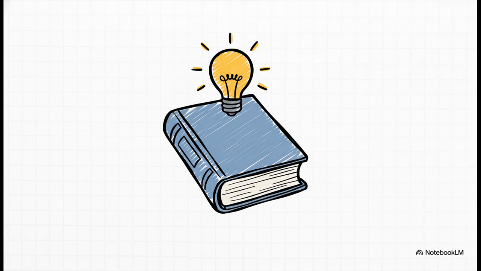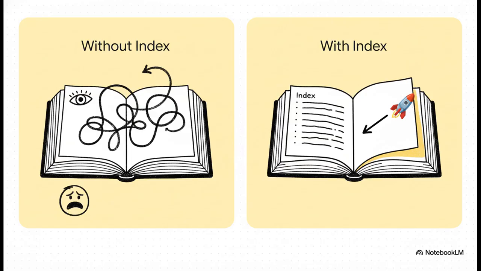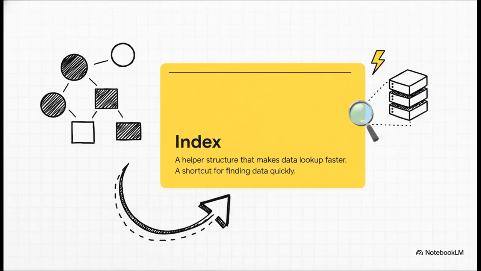Just think about a textbook. Right? You wouldn't read the whole book to find one thing. You'd flip to the index. And that's pretty much it. An index is just a shortcut to find your data way faster.